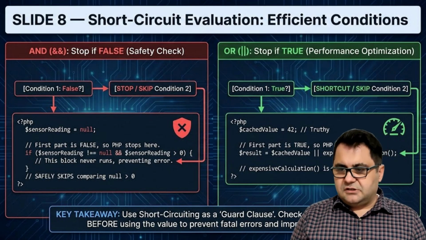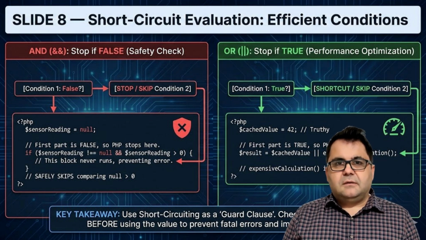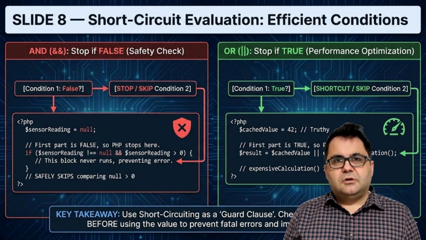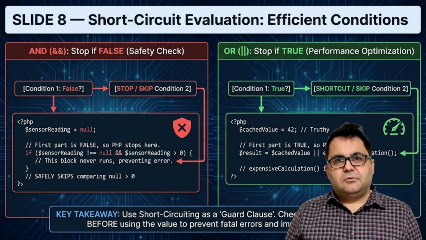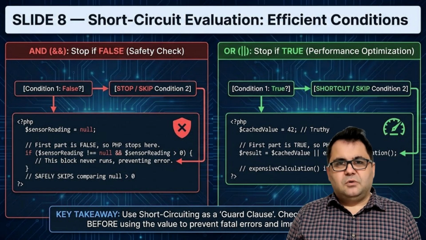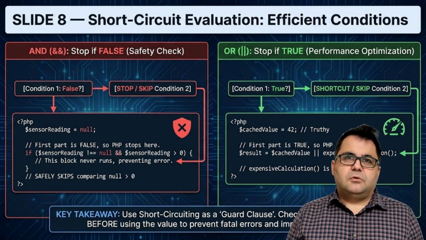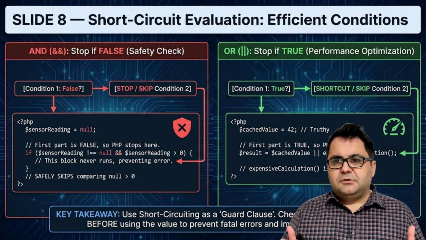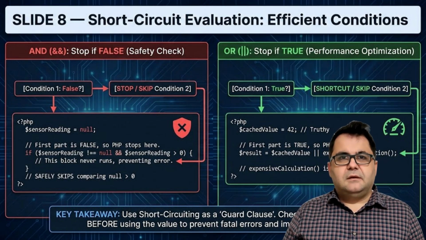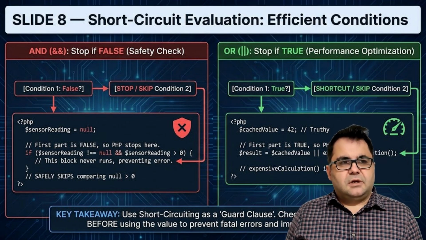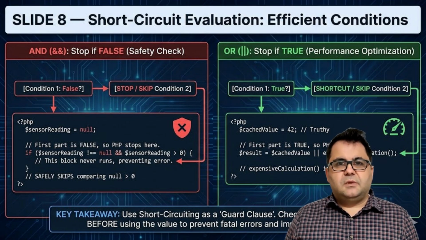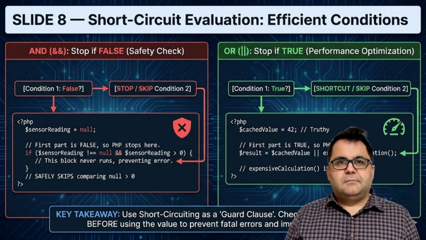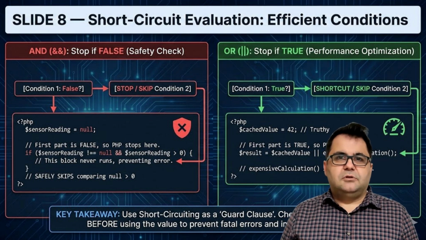Short circuit evaluation is a performance and safety feature. With AND, if the first condition is false, PHP knows the overall result must be false, so it doesn't evaluate the second condition. With OR, if the first is true, the overall result must be true, so the second is skipped. This is more than optimization, it's a safety mechanism. Look at the null check example. If $sensorReading is null, we don't want to compare null with a number. By putting the null check first with AND, PHP skips the comparison when the value is null.